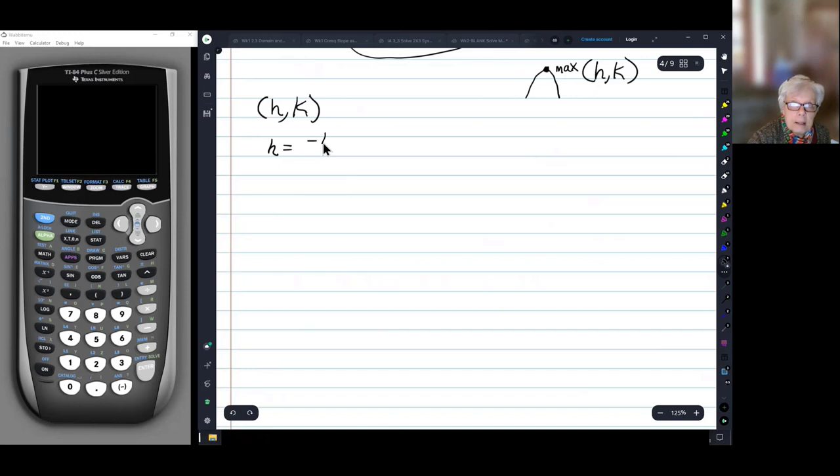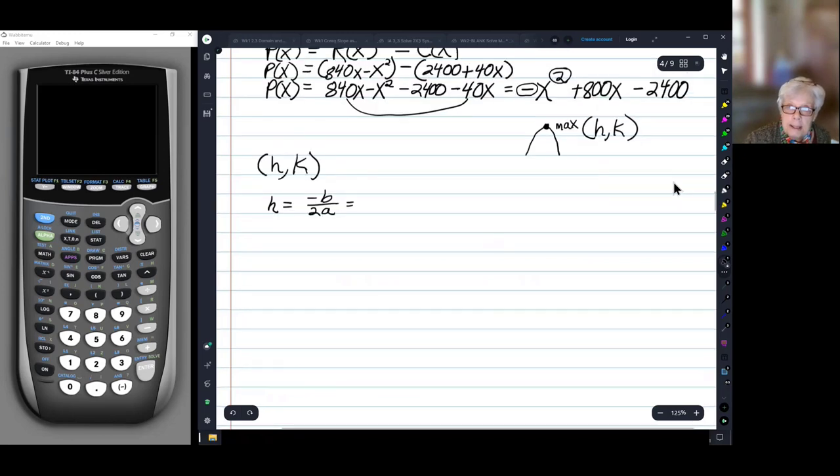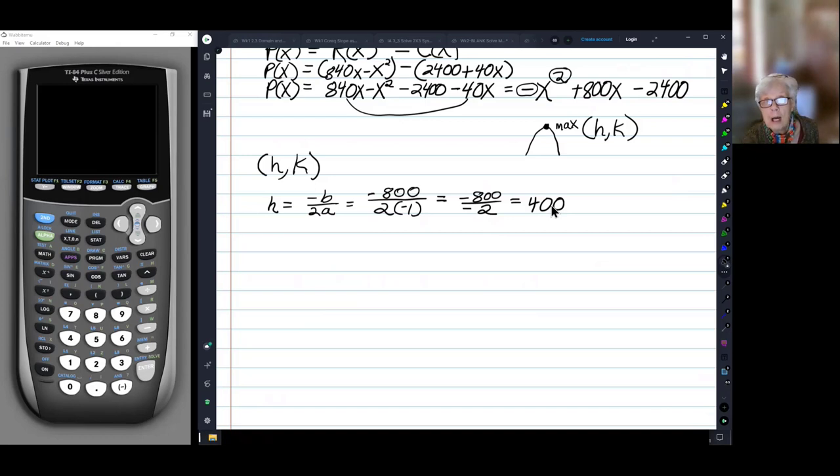H equals negative B over 2A equals, I've got to jump back up here to C. All right, 800 is B, so negative 800 divided by 2A, 2 times negative 1. So I'll have negative 800 over negative 2. And that will be positive 400. We need to produce and sell to distributors 400 items in order to maximize the profit.